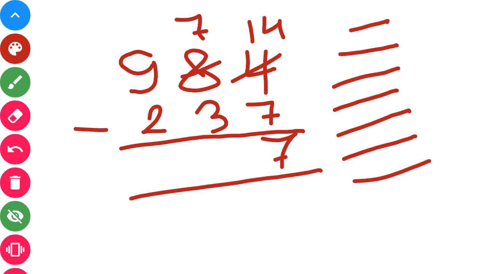Okay. Now at tens place, which number are we having? At tens place, we are having 7. So 7 minus 3 we will get 4. Now, which number are we having at hundreds place? 9. So 9 minus 2 we will get 7. Okay? Cool.